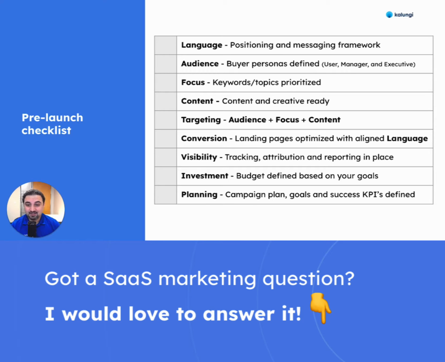So you want to make sure that your content's ready and prepped beforehand, and the creative is ready as well, whether it's images or video. Targeting. So the targeting is made up of your audience, your focus, and your content. So make sure that's defined, who you're going after for each of your ads, each of your ad groups, each of your campaigns, who the audience is, what the focus keywords or topics are, and then what the content's going to be.